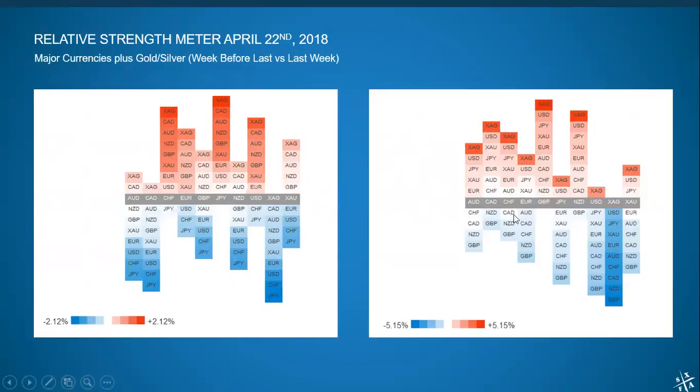Moving on to the Swiss franc, a mixed week. It gained strength on the Canadian, New Zealand, and pound, and lost territory against the Aussie, euro, JPY, and dollar, especially the USD Swiss, which we'll see when we get to that chart later on, was a significant reversal in fortune for the Swiss.